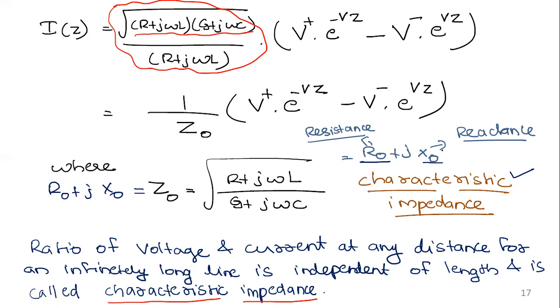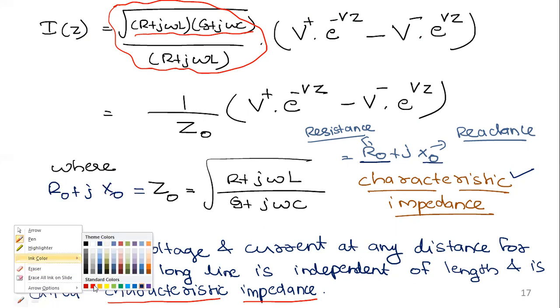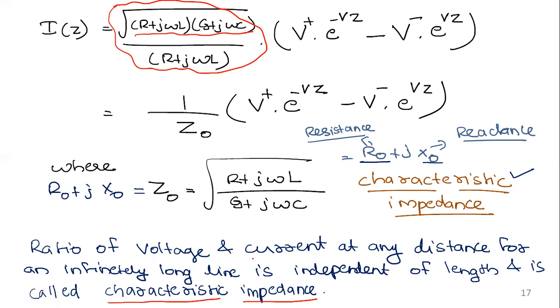Now we will see what happens to these things when it is a lossless line and then a distortionless line. Okay, so now characteristic impedance we can define as the ratio of voltage and current at any distance for an infinitely long line, which is independent of length, right? So that is what we call characteristic impedance.